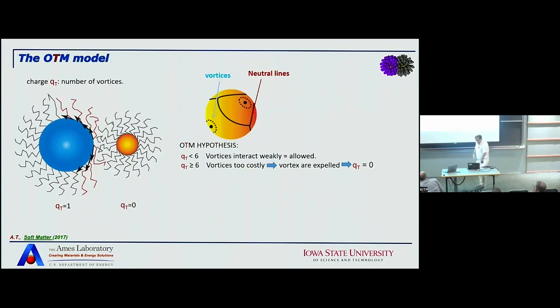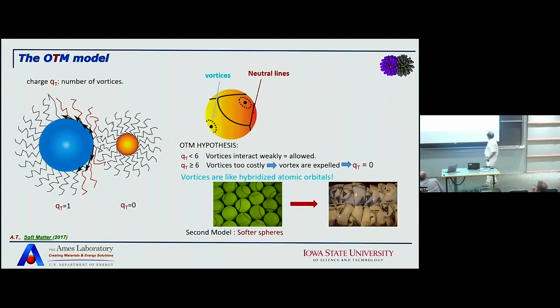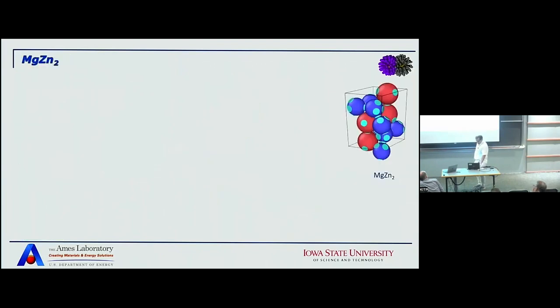When you put these things together, they behave like hybrid orbitals. The idea is that in some cases you can have these gigantic deformations of the ligands driven by these splayed configurations, so that you can make it precise and calculate all of the quantities. For example, this is magnesium zinc 2. So this is how it works. You just take magnesium zinc 2 and then you draw the hard sphere model, and you put each atom as a hard sphere.